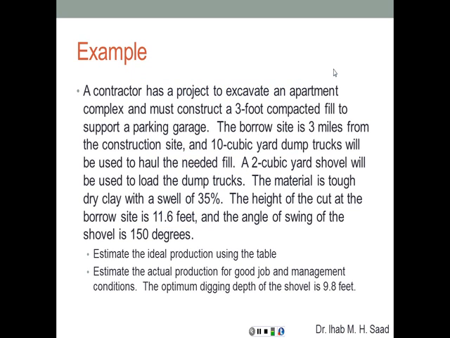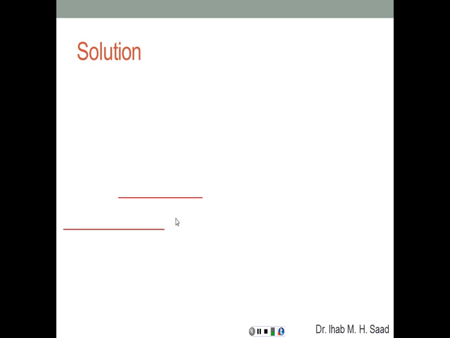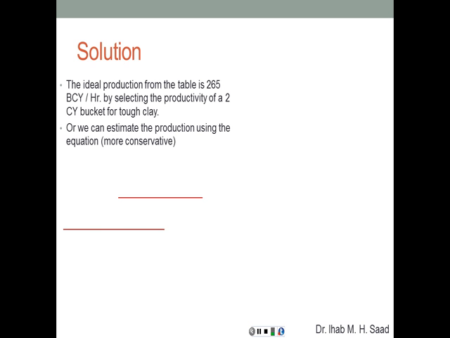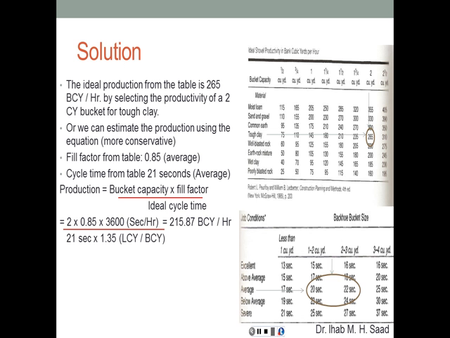A 2 cubic yard shovel will be used to load the dump trucks. The material is tough, dry clay with a swell factor of 35%. The height of the cut at the borrow site is 11.6 feet, and the angle of swing of the shovel is 150 degrees. So estimate the ideal production using the table and using the equation. We're going to do that, and then estimate the actual production for good job and management conditions. The optimum digging depth of the shovel is 9.8 feet. This is the optimum, and this is the actual. So let's see this problem.